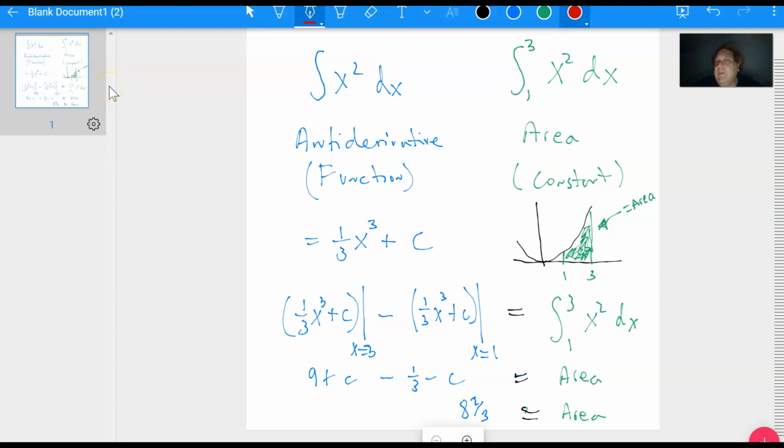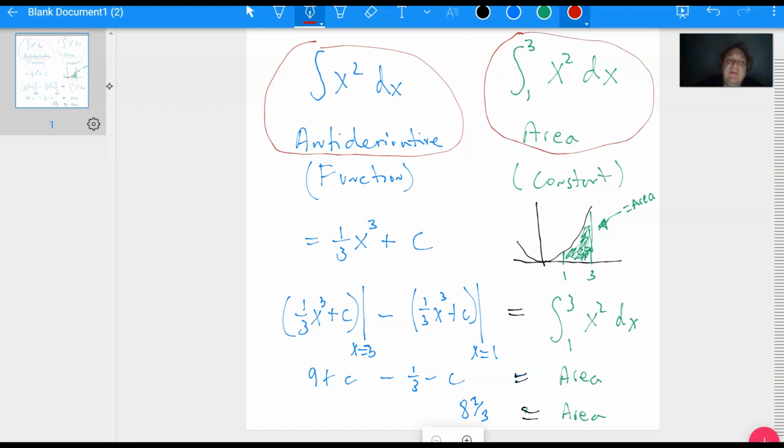Hi there. This week we embark on the last chapter of our calculus course. This is on integral calculus. There's two basic kinds of integrals. There's this thing called an antiderivative, and there's this other guy which looks pretty similar called the area.